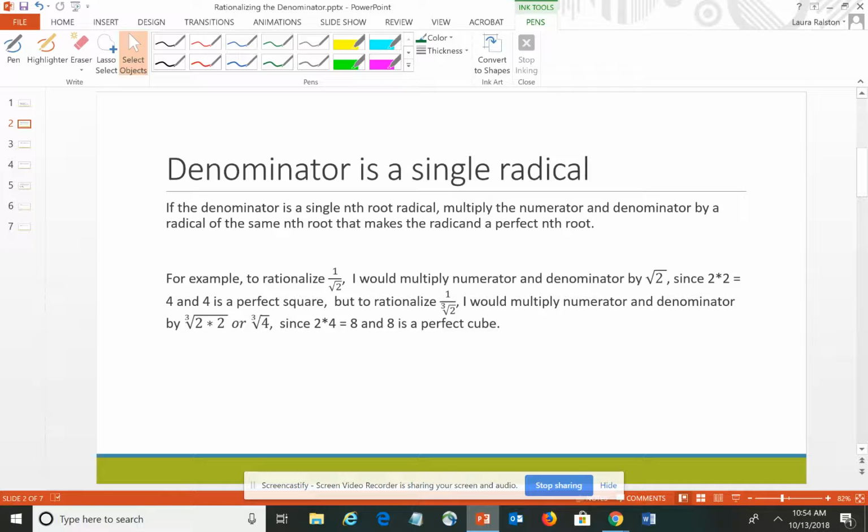So for example, if I have 1 over the square root of 2 and I need to eliminate the radical from the denominator, I can multiply the numerator and the denominator by the square root of 2, because 2 times 2 is 4, which is a perfect square. But if you need to rationalize 1 over the cube root of 2, then you have to multiply the numerator and the denominator by the cube root of 4, or the cube root of 2 times 2, because 2 times 4 is 8, and 8 is a perfect cube. You have to force the denominator to be a perfect root.